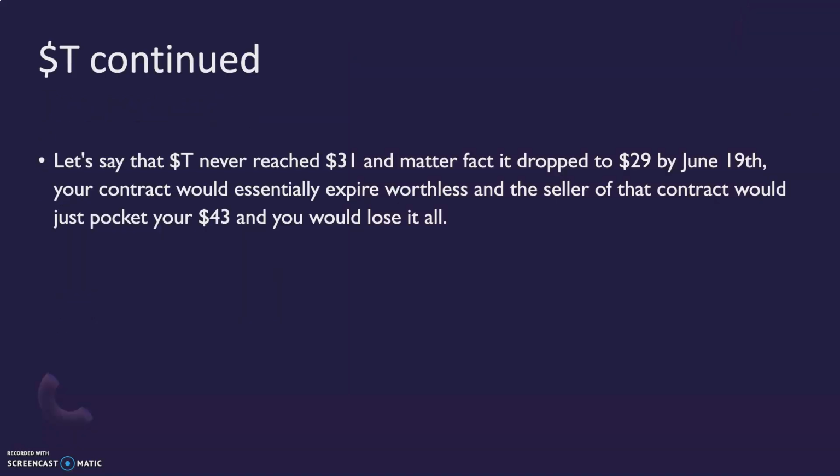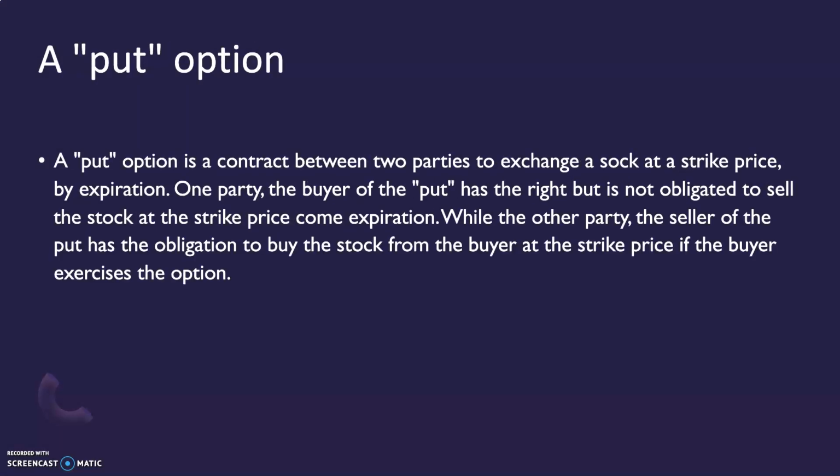Alright, so what if AT&T never reached $31? For example, let's just imagine that it dropped all the way down to $29 by June 19th. Basically, your contract would expire worthless, and the seller of that contract would just pocket your $43 and you would just lose it.